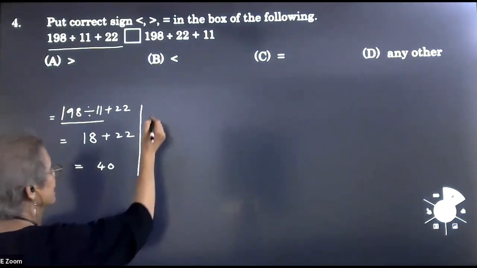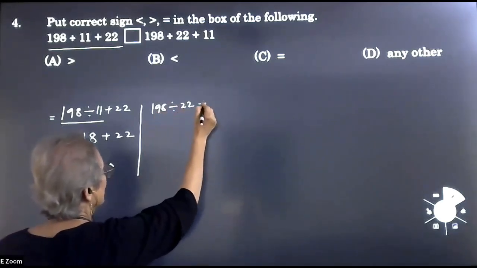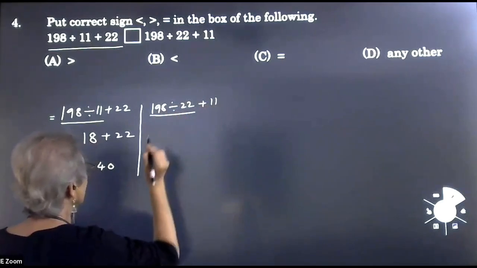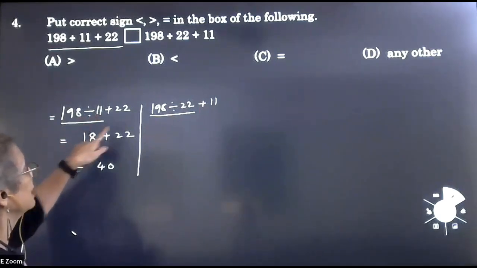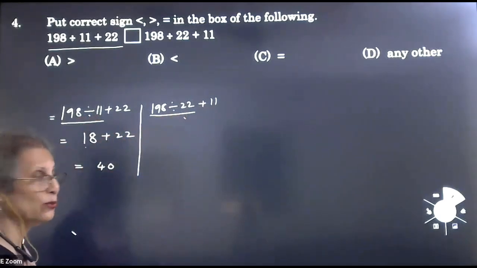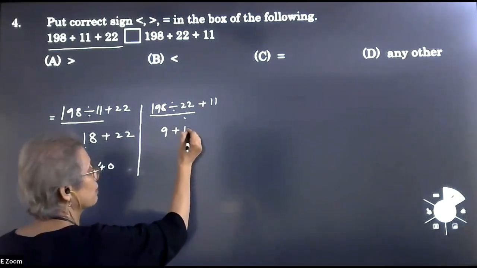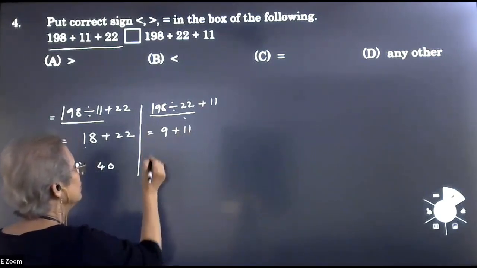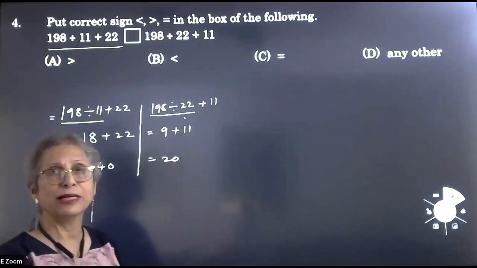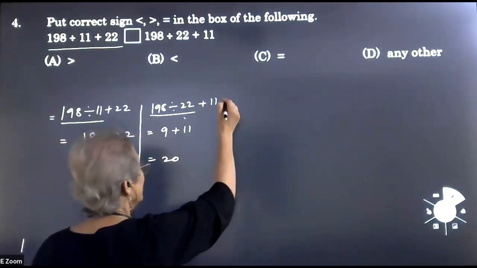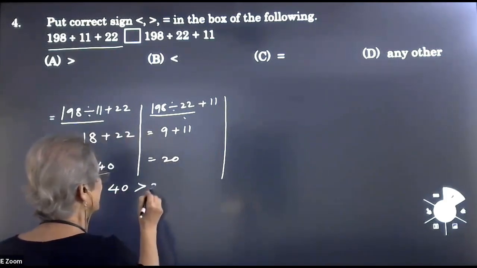Now let us see the right hand side. 198 divided by 22 plus 11. First we have to do this. So divide this by 22. Now here when we divided by 11 we got 18. Now again 18 divided by 2 means this will be 9 plus 11, and that is equal to 20. Now one side is 40, the other side is 20, so it can't be an equality. So it is an inequality. So what we can say is that 40 is greater than 20.